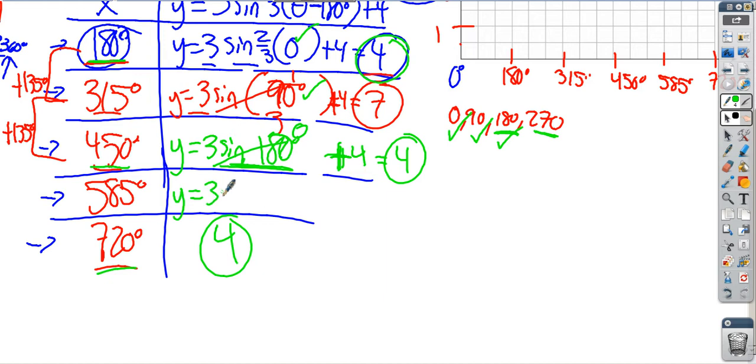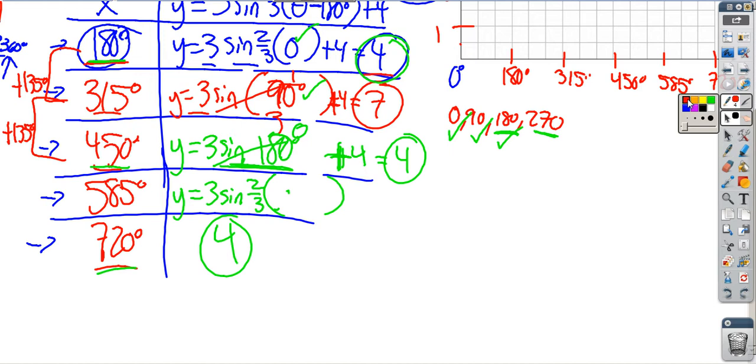You can verify if you want, but it will work. Okay, let's plug in 585 here. 585 minus, what was it? Sorry, it was minus 180. 585 minus 180 is 405.